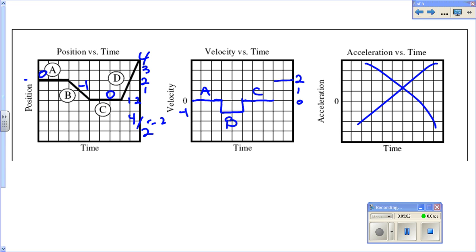And this is where we're going to be for the last two. Looking at the grids here, we've got 1, 2 grid. So A is 0, B is negative 1, D is positive 2. So it's going to correspond over here on our right to A is at 0, B is at negative 1, C is at 0, and then D is at positive 2. So that's how you're going to translate the position versus time to the velocity versus time.